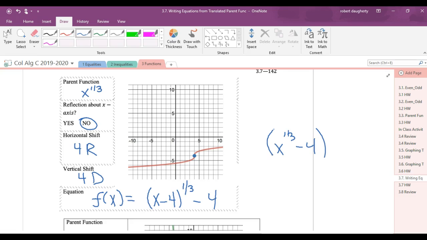So what has to happen is if you're moving it left and right, you have to do that left and right movement, and then whatever your function is, if it's to the 1/3 or 2/3, all of that gets raised to that power. Okay.